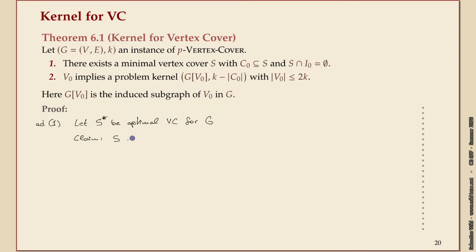So we define the modified solution where we take S star, we take out all the ones that are in I0, and then we add everything in Z0. And we claim that's as well an optimal vertex cover. And that claim has 2 parts, right? It needs to be a vertex cover and it needs to be optimal size.